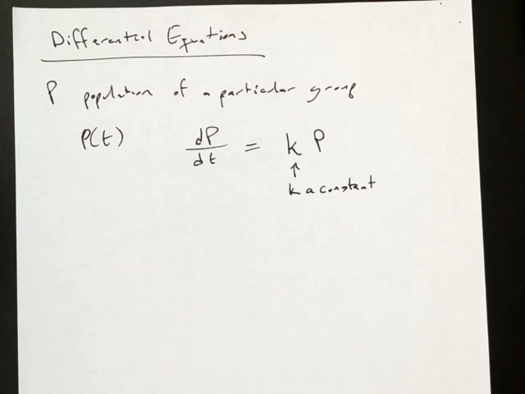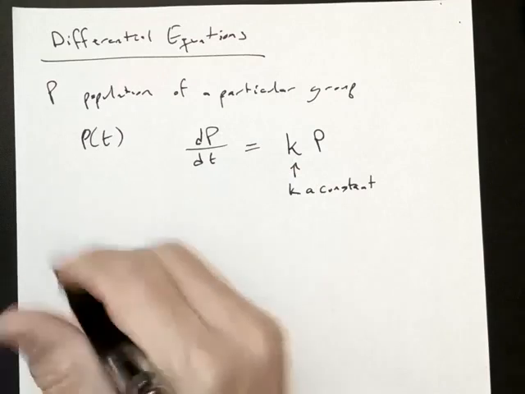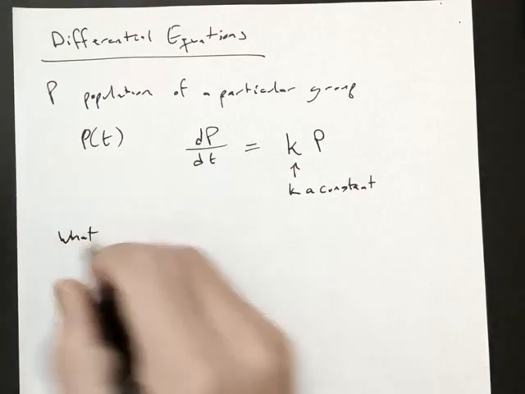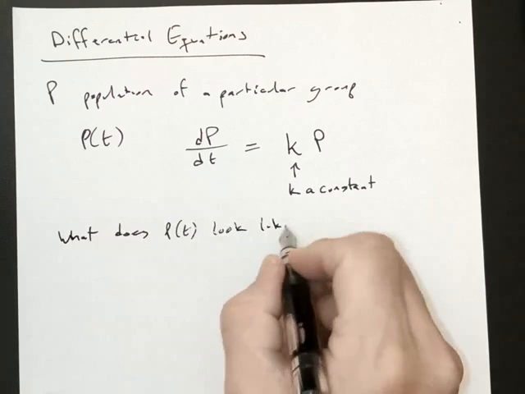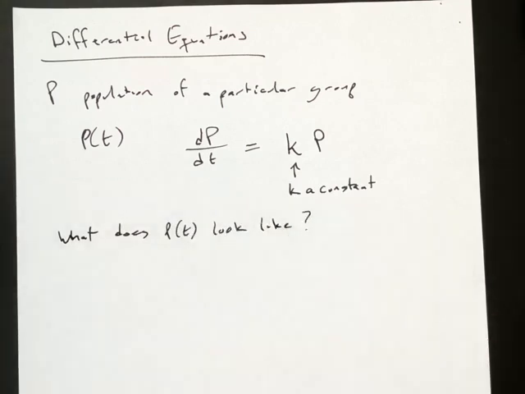What I've written down is an equation relating the derivative to the original function. And that's my definition of a differential equation. What does this P of t look like? Well, let's go through the functions I know. P prime is a multiple of the original function.